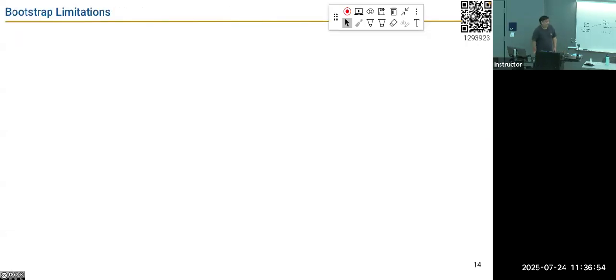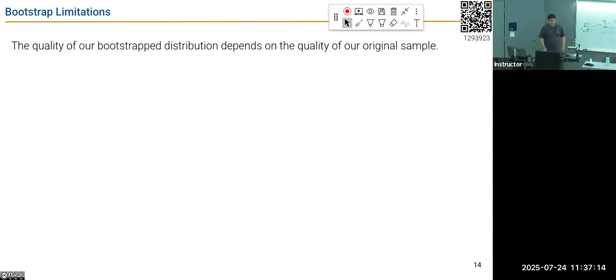There are a couple of things that could happen. So think about again, why does the bootstrap work? The bootstrap works because our original sample, that one sample that we draw from the actual population, is good. If that sample itself is bad, then your bootstrap is not going to work. So here are a couple of ways that the original sample could be bad.